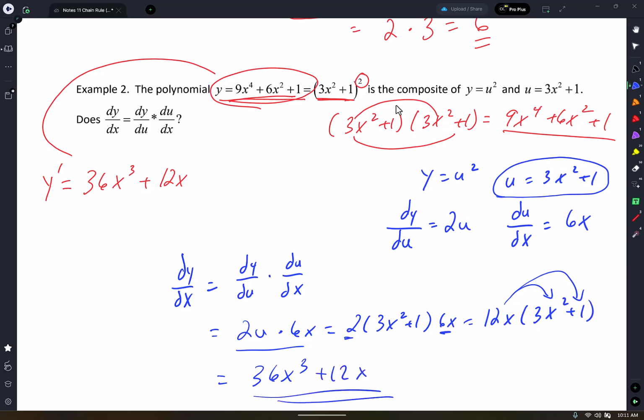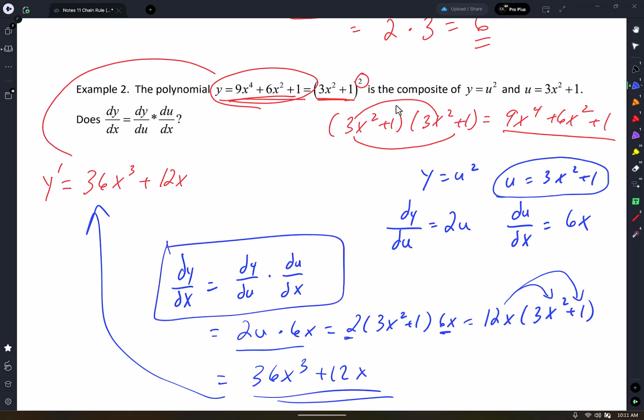Are we shocked that we have the same derivative as when we took the derivative of that polynomial? Oh. So that's chain rule. This right here is chain rule. Derivative of the outside, leave the inside alone, times derivative of the inside. That's what we're going to start doing, guys.